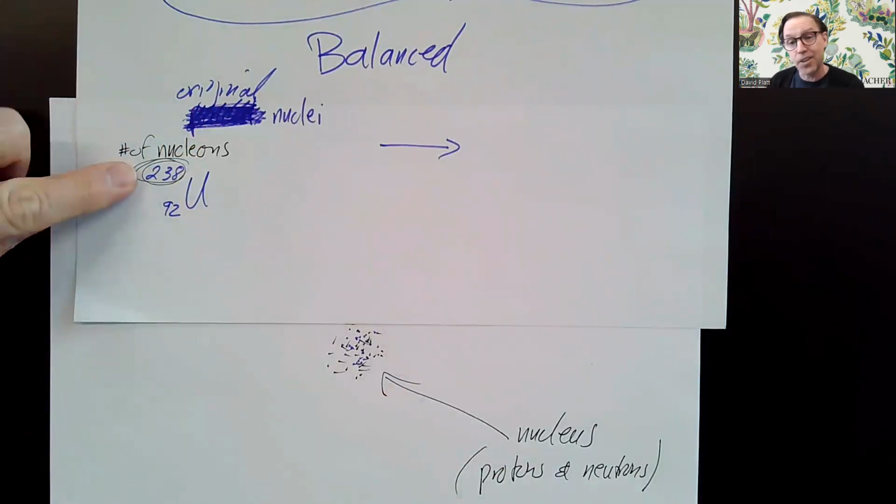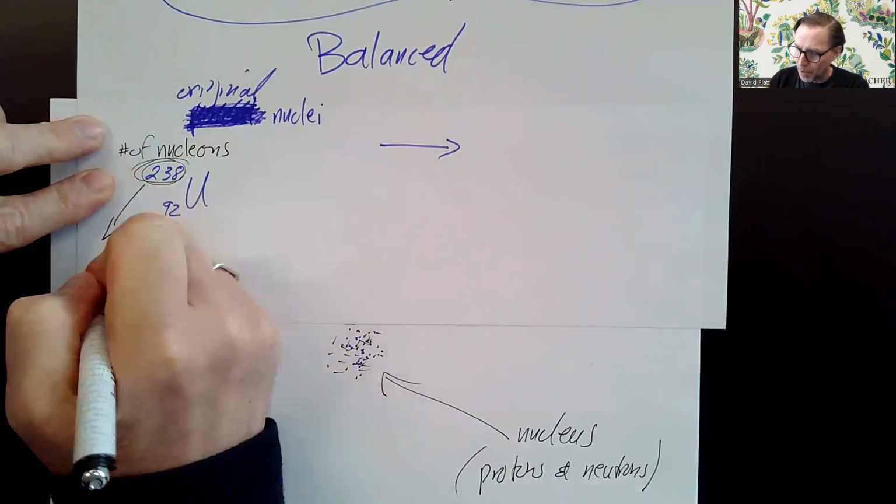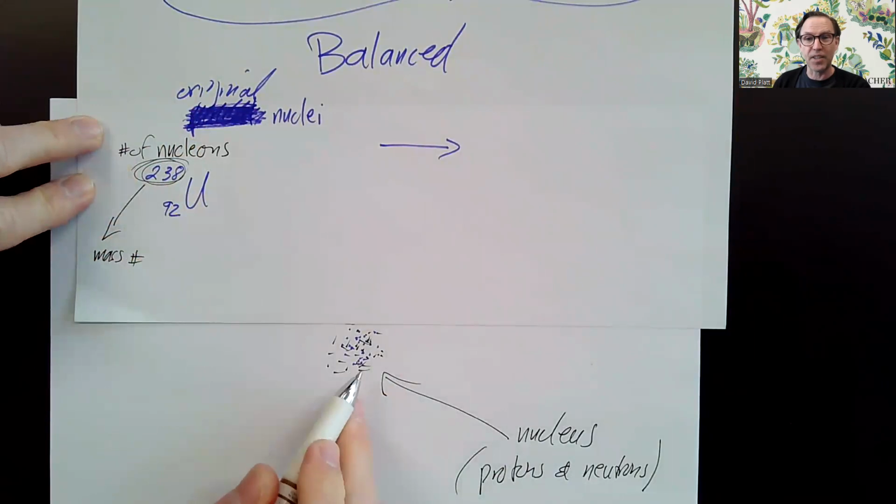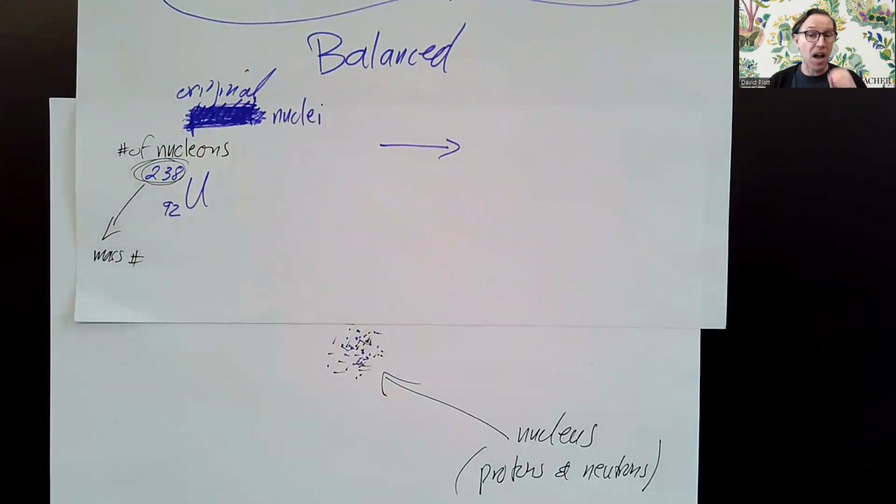So this, I could call it the nucleon number, but no one calls it that. I would call it that, but no one else does. This is called the mass number. It's the number of things in the nucleus. Protons and neutrons have slightly different, but very close to the same mass.